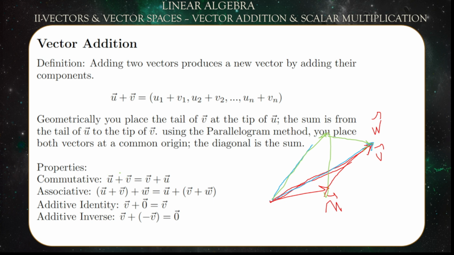First of all, it's commutative, meaning that u plus v is equal to v plus u. Associative, so u plus v plus w is also equal to u plus w plus, on the outside, v. So it's associative, no problem in that. Additive identity, meaning v plus 0 is equal to v. Additive inverse, meaning that v plus minus v, when you add a vector to its inverse, gives you back 0.